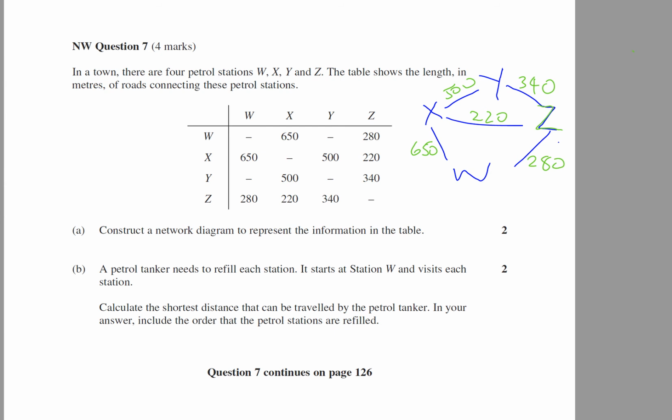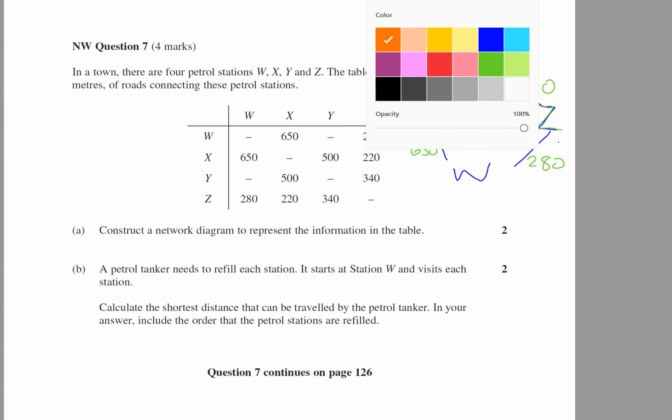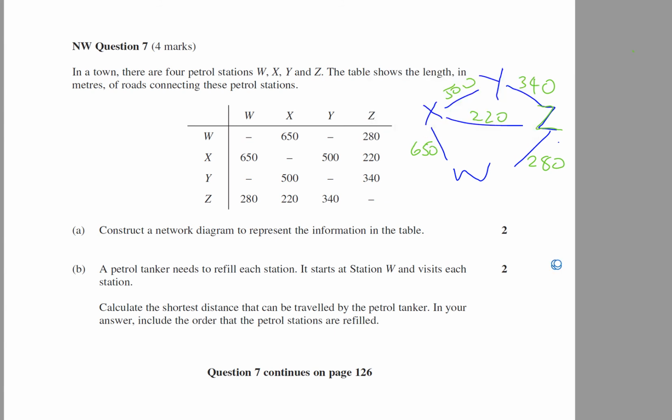So a petrol tanker needs to refill each station. It starts at W and visits each station. What is the shortest distance? So if I have a look at that and I go from W to Z to X to Y, so W, Z, X, Y, I will get 280 plus 220 plus 500 equals 1,000 meters.